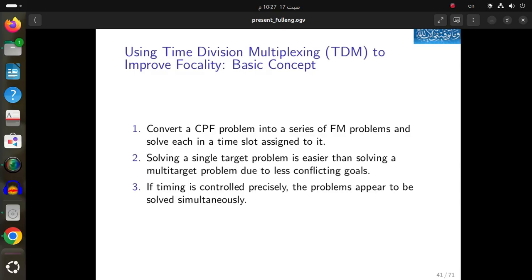Luckily, if precise control of timing is achieved, it will appear, just as with all time division multiplexing applications, as if we're exciting all locations at the same time.